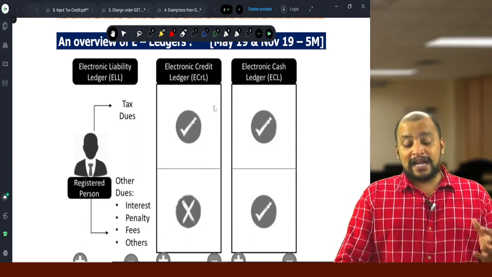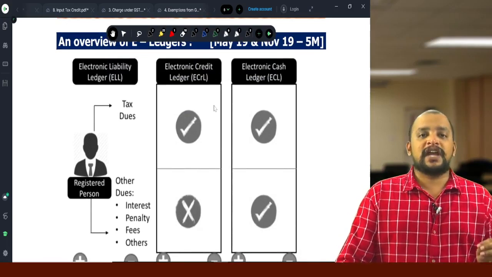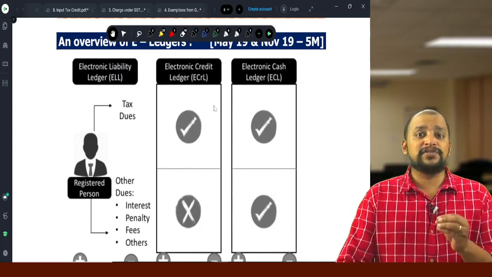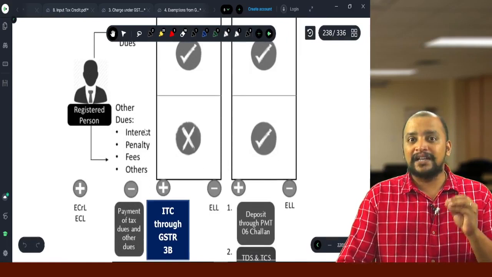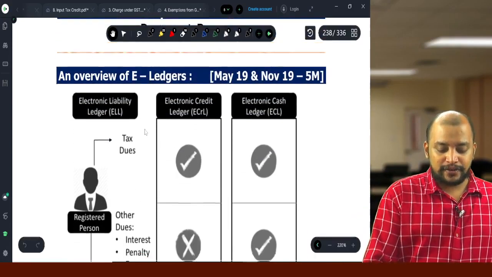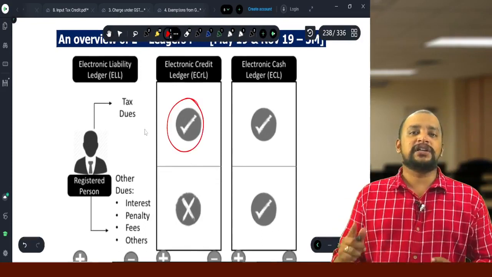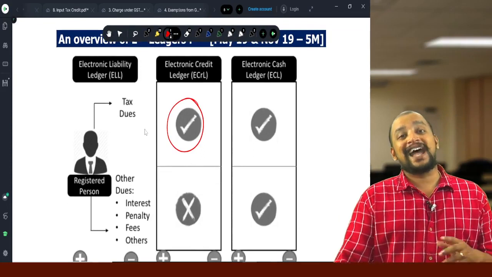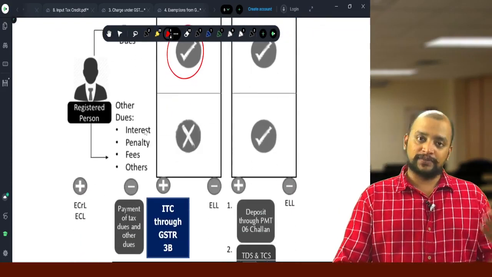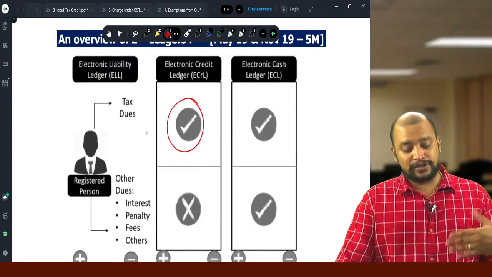Whatever balance is there in the electronic credit ledger can be used only for payment of tax dues. The balance in the electronic credit ledger cannot be used for payment of other dues. But the balance in the electronic cash ledger can be used for payment of tax dues as well as other dues, both we can use.